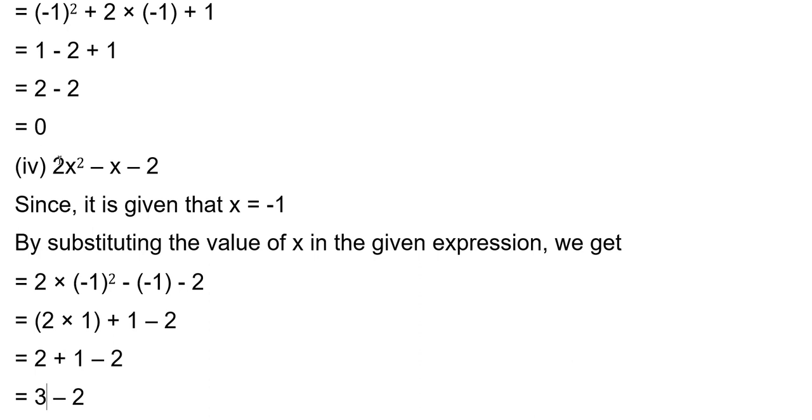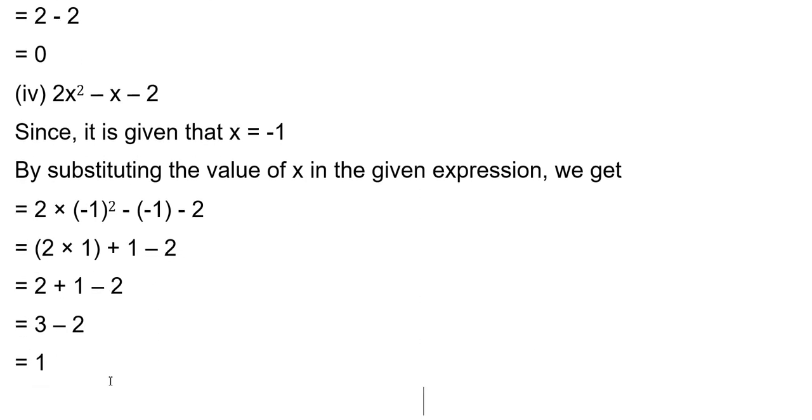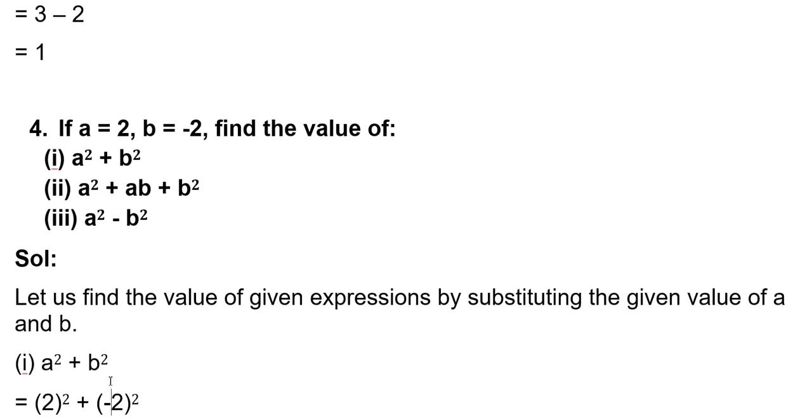Fourth problem: 2x² minus x minus 2, where x equals minus 1. Substituting, we get 2 into (minus 1) whole square minus 1 into minus 1 minus 2, that is equal to 2 into 1 plus 1 minus 2, that is equal to 2 plus 1 minus 2, that is equal to 3 minus 2, that is equal to 1.